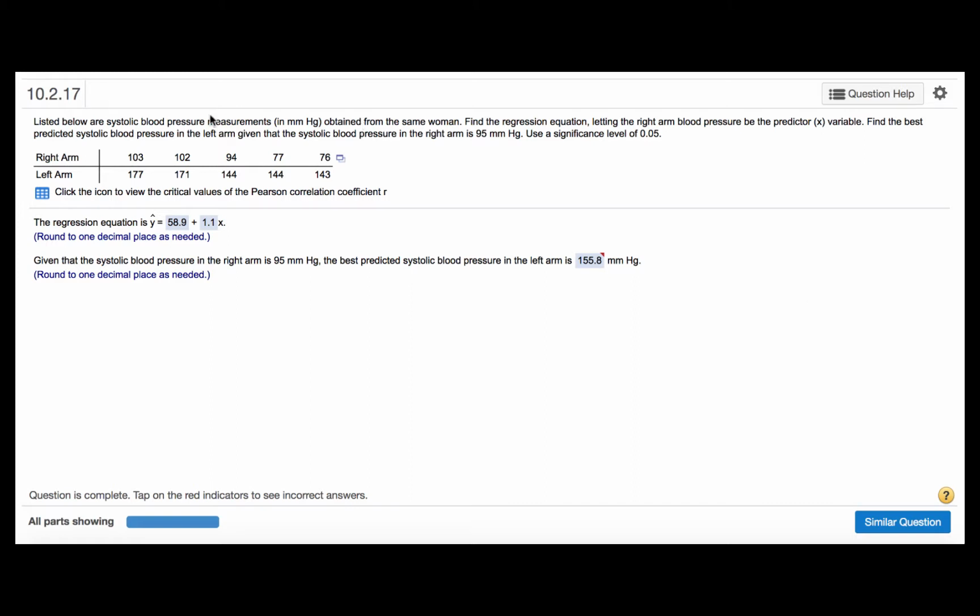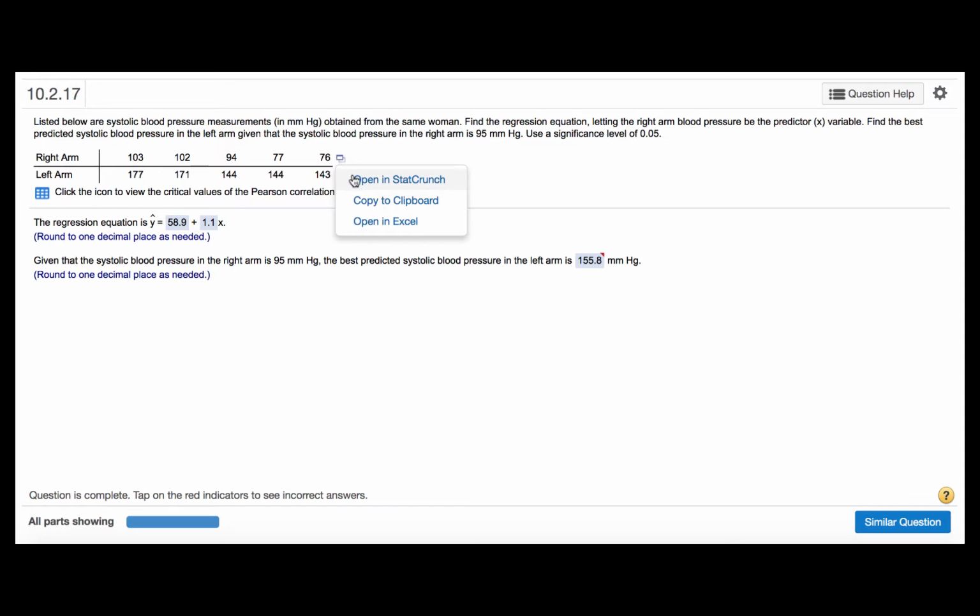So we are given some correlated blood pressure values for the right arm and the left arm. We are asked to make a prediction about the systolic pressure in the left arm given a value of 95 for the right arm. We notice first that that value 95 is within the range of the sample values for the right arm. So we should look at the scatter plot.